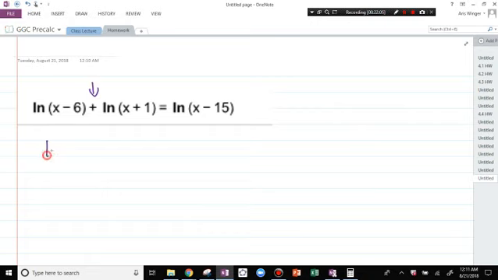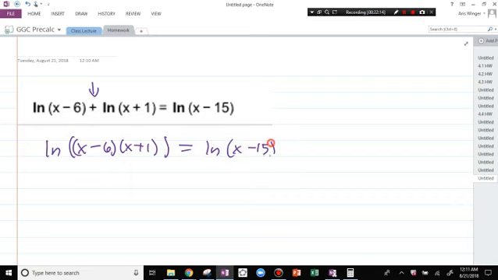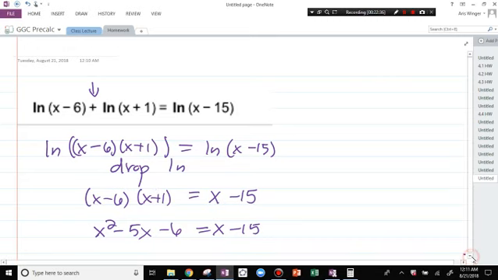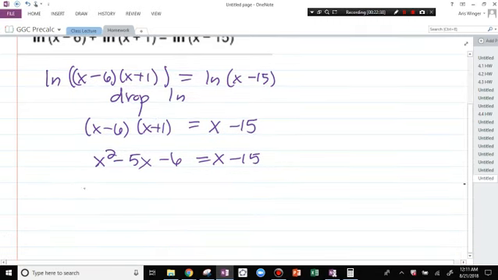Addition turns into multiplication. This is the natural log of (x minus 6) times (x plus 1), and that equals the natural log of (x minus 15). We'll drop the logs. You get (x minus 6) times (x plus 1) equals x minus 15. We'll go ahead and FOIL the left-hand side. So we'll just do x times x, x times 1, minus 6 times x, minus 6 times 1. FOIL that out, and then we'll bring everything to one side.